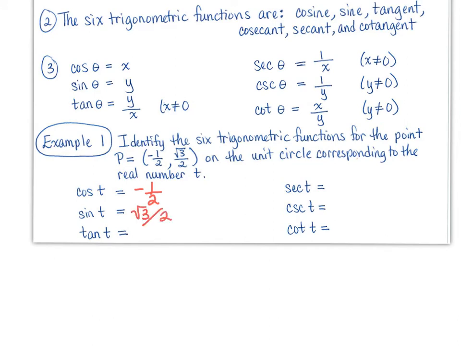Good. Somebody else, tell me what's tangent of T? Good. Square root 3 over 2, all of that divided by negative 1/2. And what is that equal to? Negative square root of 3. Good. Good, all 3 of you. Okay? Secant of T. Someone else. 1 over negative 1/2. Good. 1 over negative 1/2. What is that equal to?